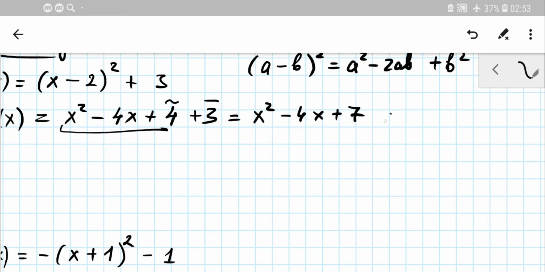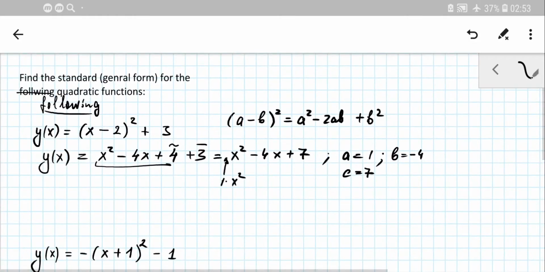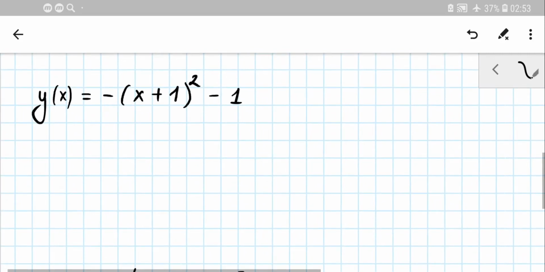That's the standard form, so we can even say which coefficient is which. A is 1, it's here, 1 times x squared actually. Here we've got b equals negative 4 and c is 7. So that's pretty easy, find the standard form and nothing more to do. Okay, so here we've got y from x. Let's do it in the same way.